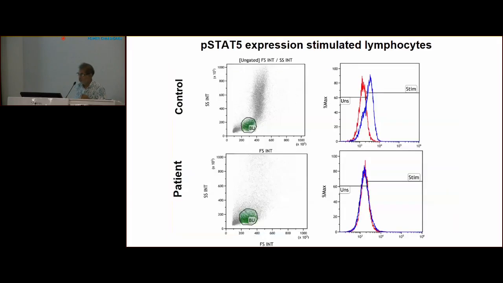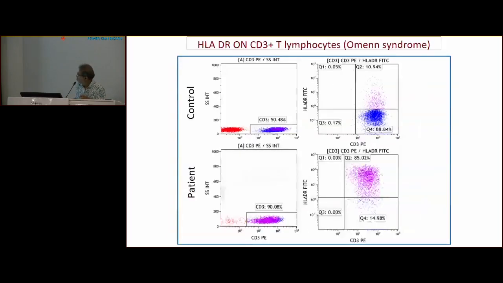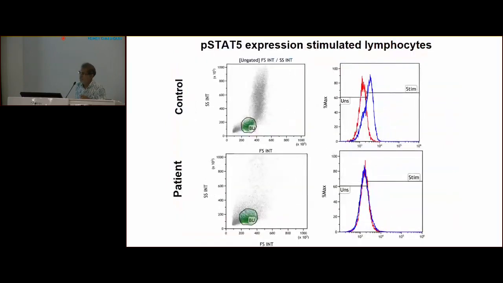And you could also do a functional test. What you do here is you stimulate the cells with IL-2, because the defect is in the IL-2RG gene, and then you look at downstream molecules. So in this child with IL-2RG defect, there is no expression of phosphorylated STAT5, because downstream of this, through JAK-STAT, P-STAT will be increased. So when there is a defect in that receptor, the downstream signaling will be impaired.